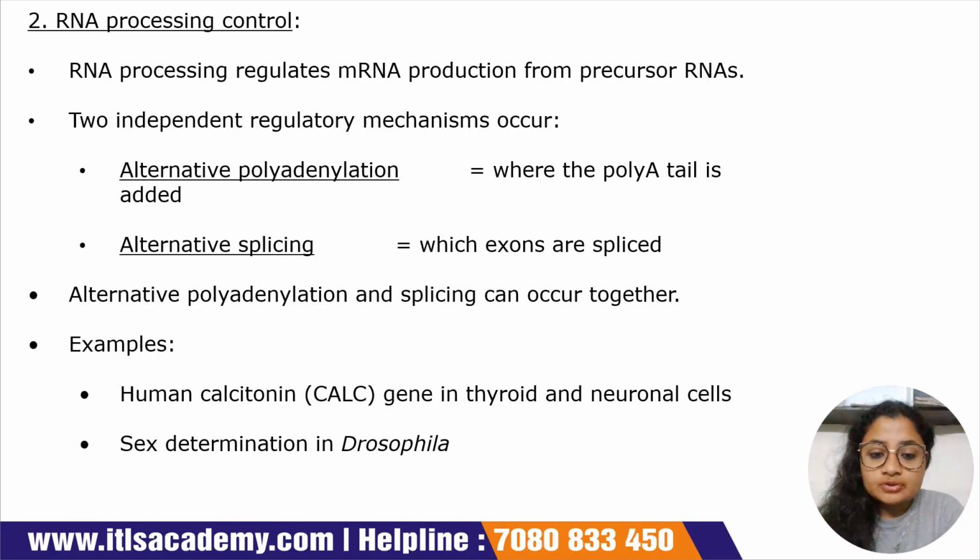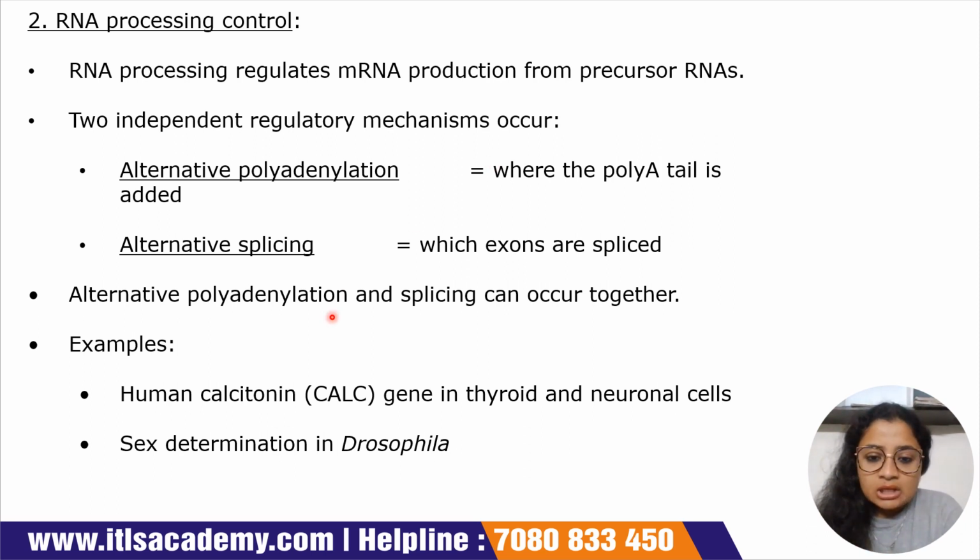Okay, so moving forward, RNA processing control will be a very important part of gene expression modulation. RNA processing basically will regulate the mRNA production from the precursor RNAs, means how from the precursor RNAs mRNA will be formed. That will be the main concept of RNA processing. There are two independent regulatory mechanisms involved in RNA processing control. Independent means they are not at all dependent on each other.